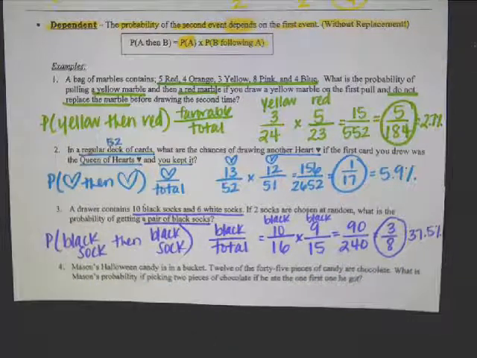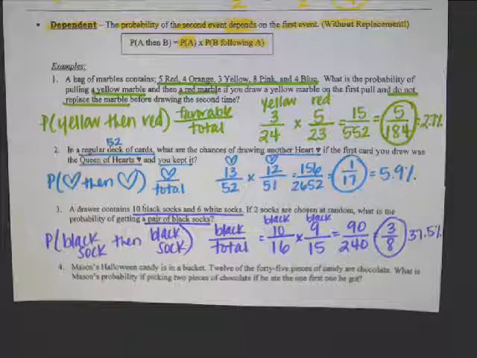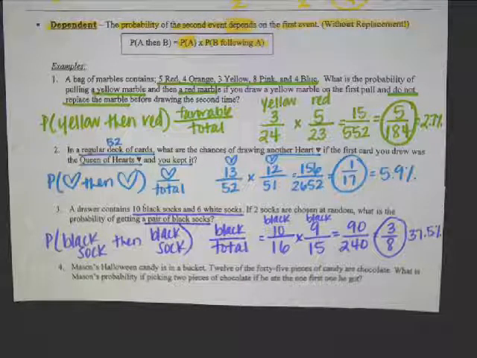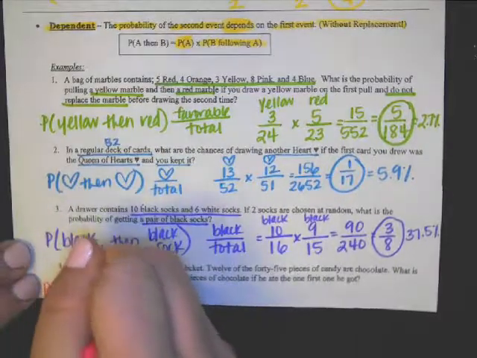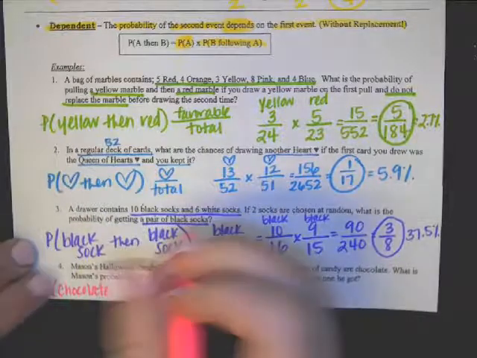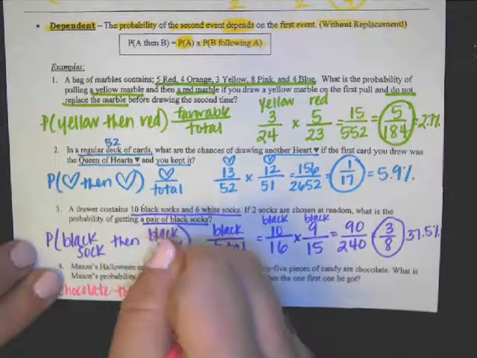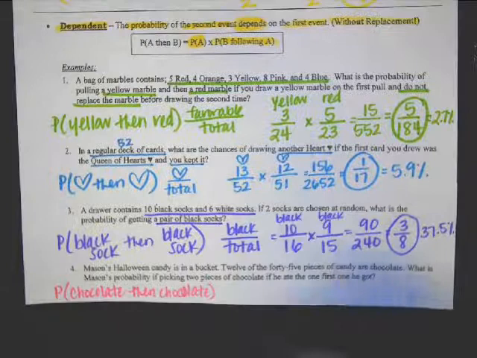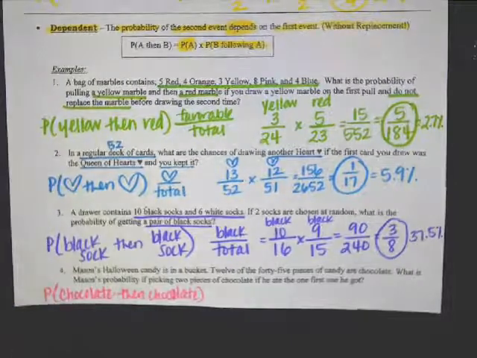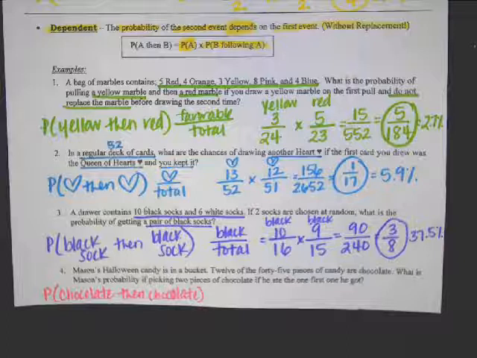Let's take a look at our last question. Number 4. Mason's Halloween candy is in a bucket. 12 of the 45 pieces of candy are chocolate. What is Mason's probability of picking 2 pieces of chocolate if he ate the first one he got? I don't blame you, Mason. So we're going to look at the probability of getting chocolate and then chocolate. Now, the difference between these problems and the problems we did above is we're not replacing them. This is without replacement. In this case, Mason has eaten the chocolate.